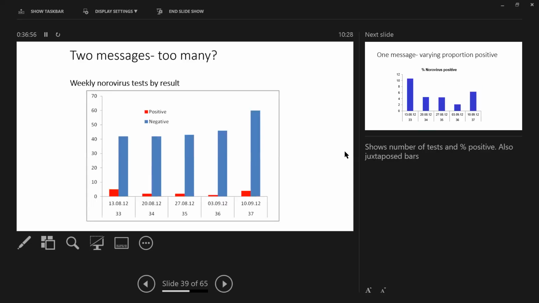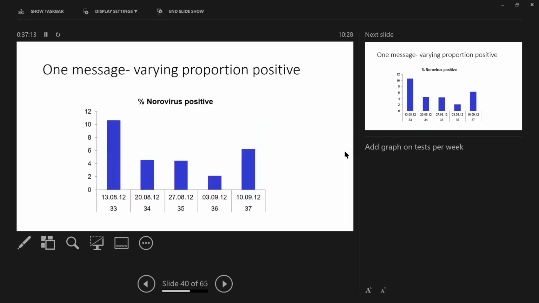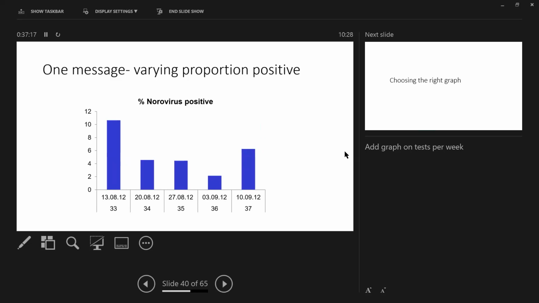Here, weekly number of norovirus tests by week. What is the message? That the negative tests are increasing, that there are many more negative tests than positive tests? You can summarize it in a simpler way: the proportion of tests that are positive. The message is much clearer. There's a single message. Think about how you frame it. What do you want people to focus on?